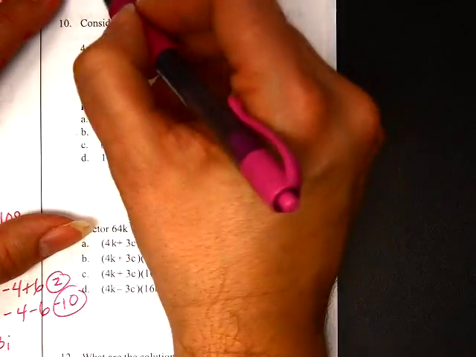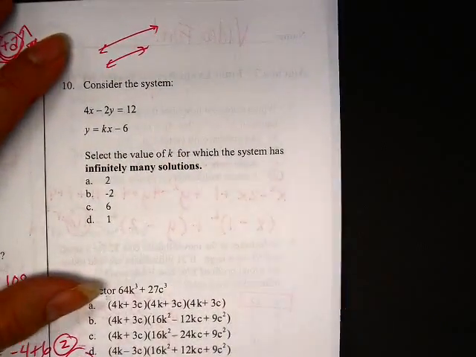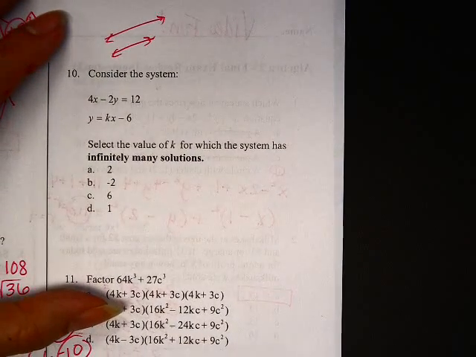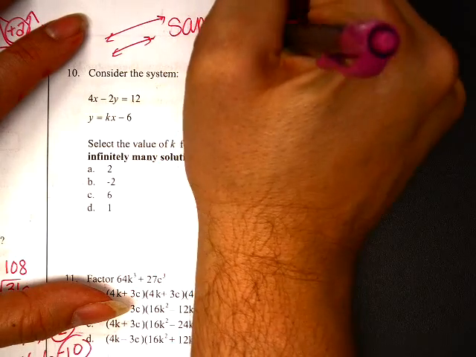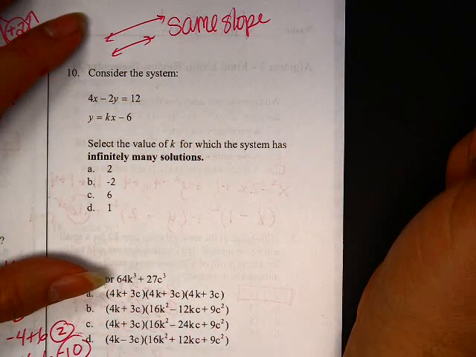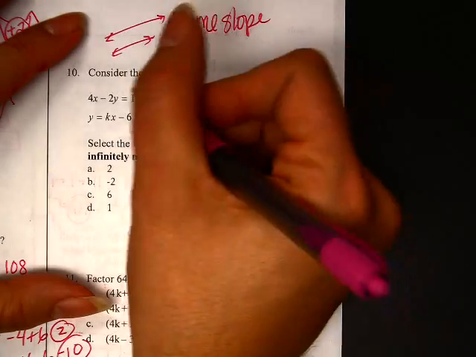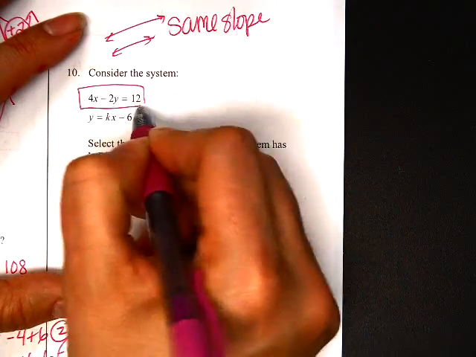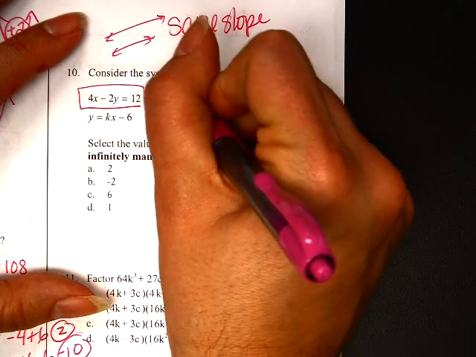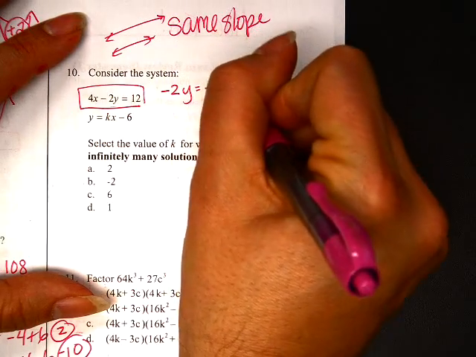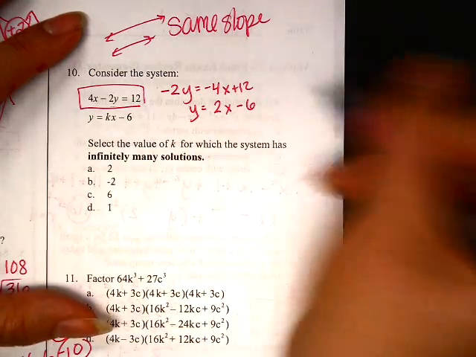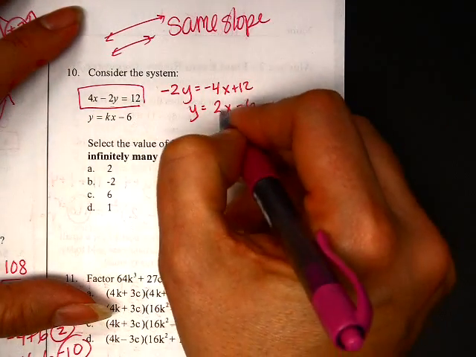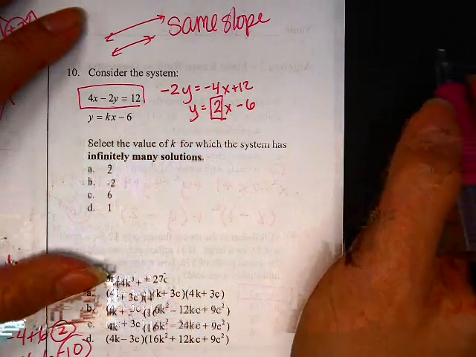So if you have two lines, the only way you're going to have infinitely many solutions is if you have two parallel lines. Which means that you would have the same slope and you would have different y-intercepts. So what I want to do is figure out what the slope is for this. So I'm going to just move things around. So we have that. And so this is the slope.